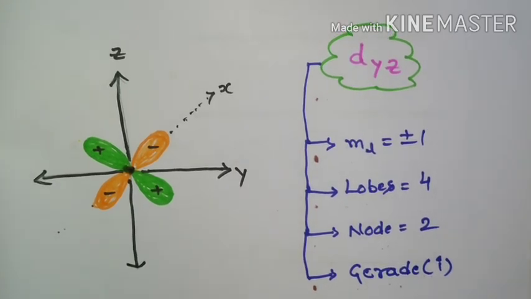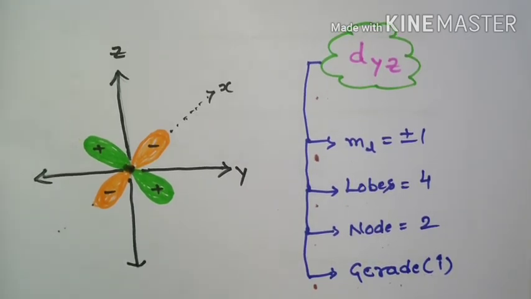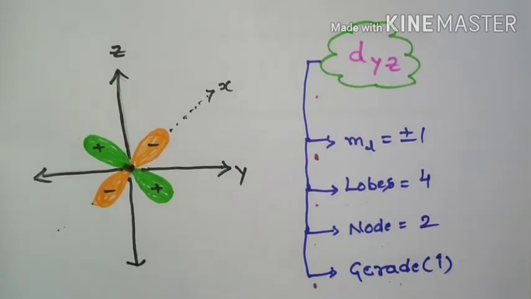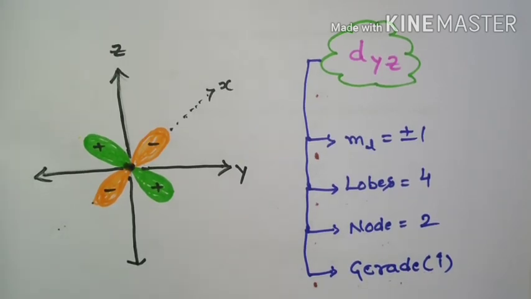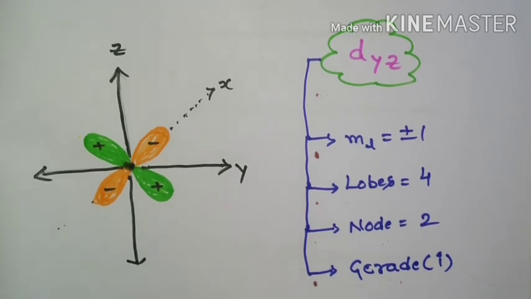The next non-axial d orbital is dyz. The magnetic quantum number for this dyz non-axial d orbital will be equal to plus or minus 1, it has 4 lobes and 2 nodal planes, and this orbital is also gerade. That is, it possesses a center of inversion.